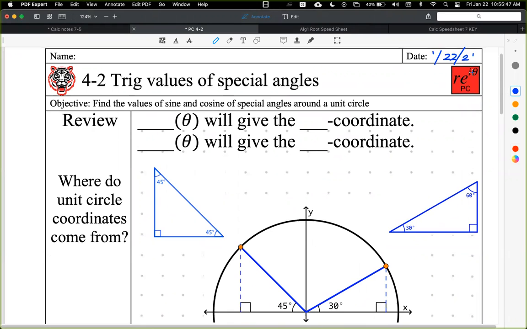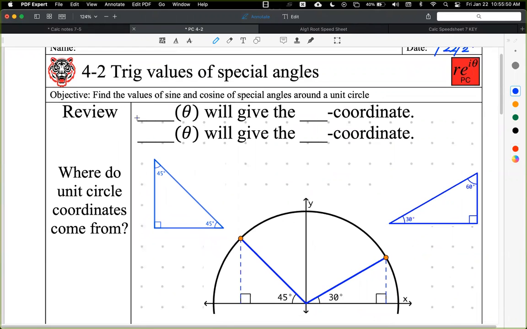There it is. All right, so if you do cosine of theta, that will give you the, is that the x or the y? Do x or make like a y with your fingers. Is that x or y? Cosine gives you... It's x. Good. And then sine will give you the other one. Sine will give you the y coordinate, which is very important to know on a unit circle.